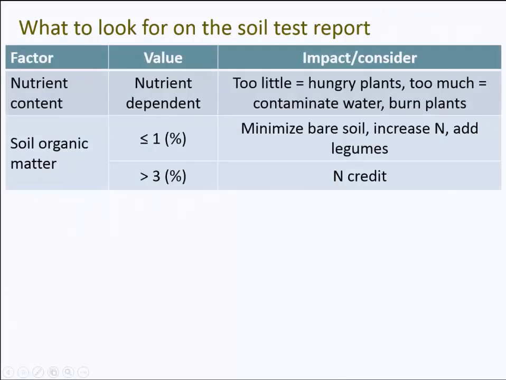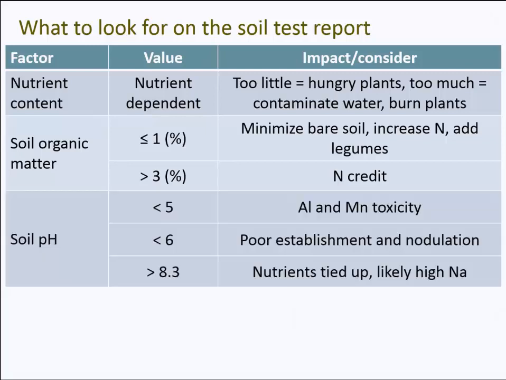So what should you look for on a soil test report? Well, of course, nutrient content. That one's obvious, but maybe a little less obvious is certainly soil organic matter. If you have a very low organic matter, meaning less than about 1%, then you really need to minimize the amount of bare soil, switch to something like a cover crop, or maybe even better yet, a perennial forage system. And you might have to add legumes to your system to try to build up that organic matter. If you have greater than 3%, then you can take what's called a nitrogen credit and you don't have to fertilize with as much nitrogen.